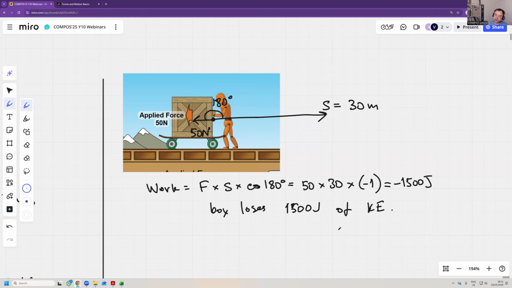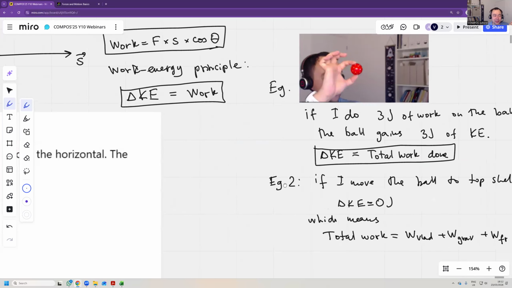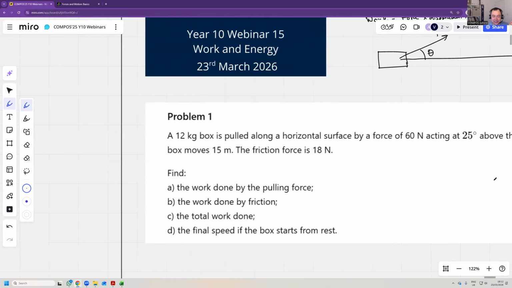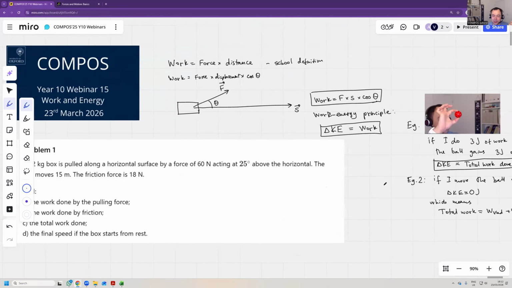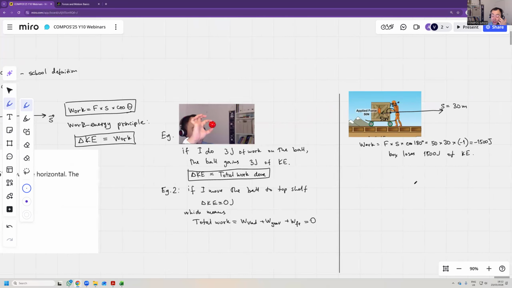And in an exam, you would always be asked, what is the work done by that force? And then what is the change in kinetic energy? And it will be a 1 mark question. You need to realize, well, it's the same thing. Okay, so we have introduced the concept. Work and energy are both measured in joules.